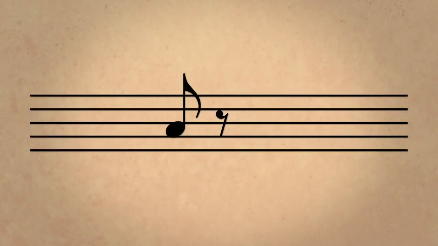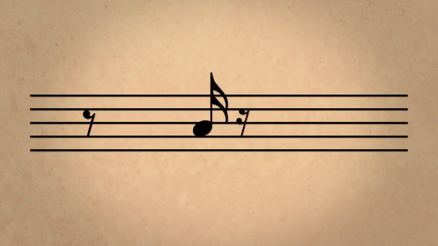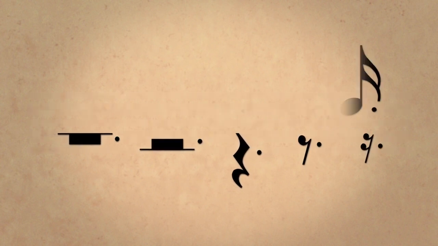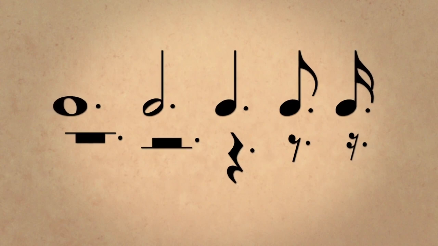Now an eighth rest has a single flag on the stem, a 16th note has 2 flags, and a 32nd note has 3 flags on the stem. Dots following a rest are also the same as dots following notes, half of the value of the note.